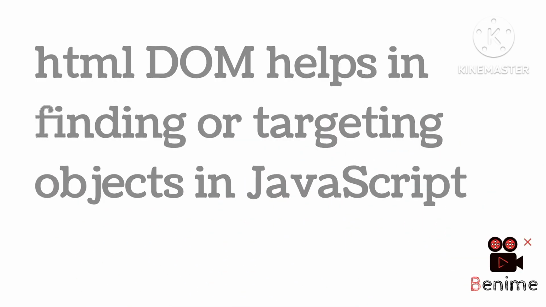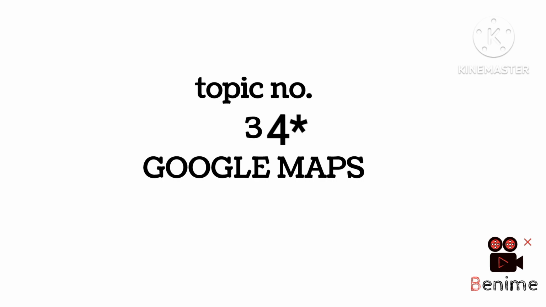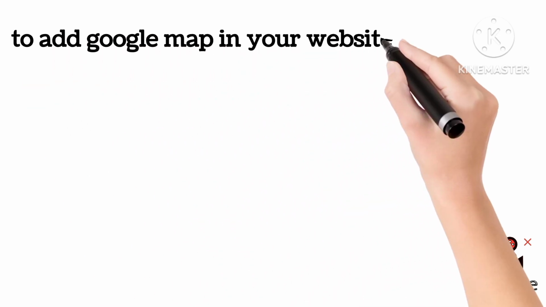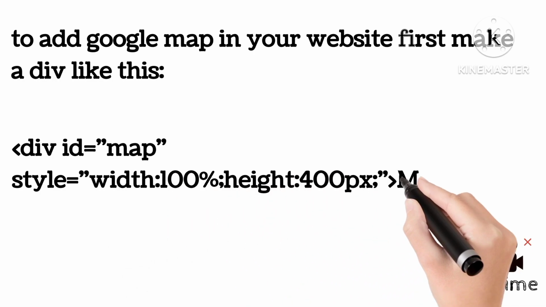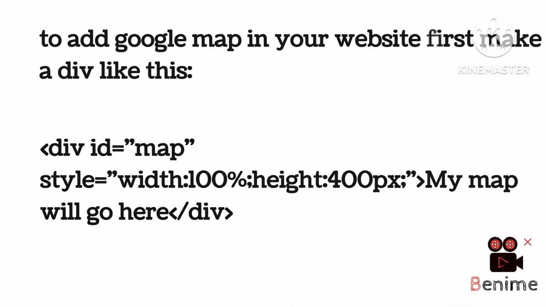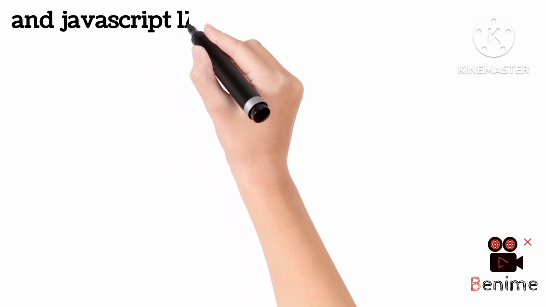Heading towards the next topic, which is Google Maps. To add Google Map in your website, first make a div like this, id map, style with 100% height 400 pixel, my map will go here, div end, and some JavaScript like this.